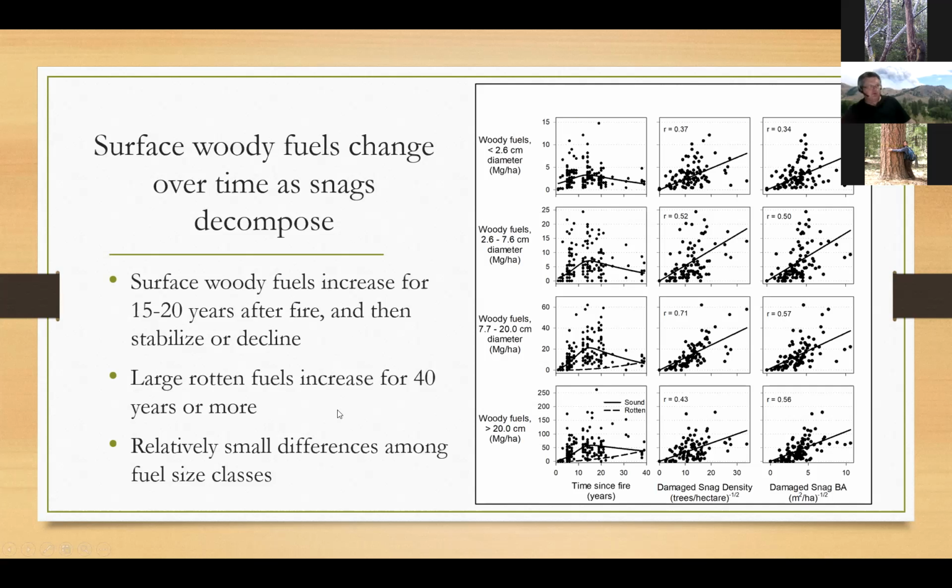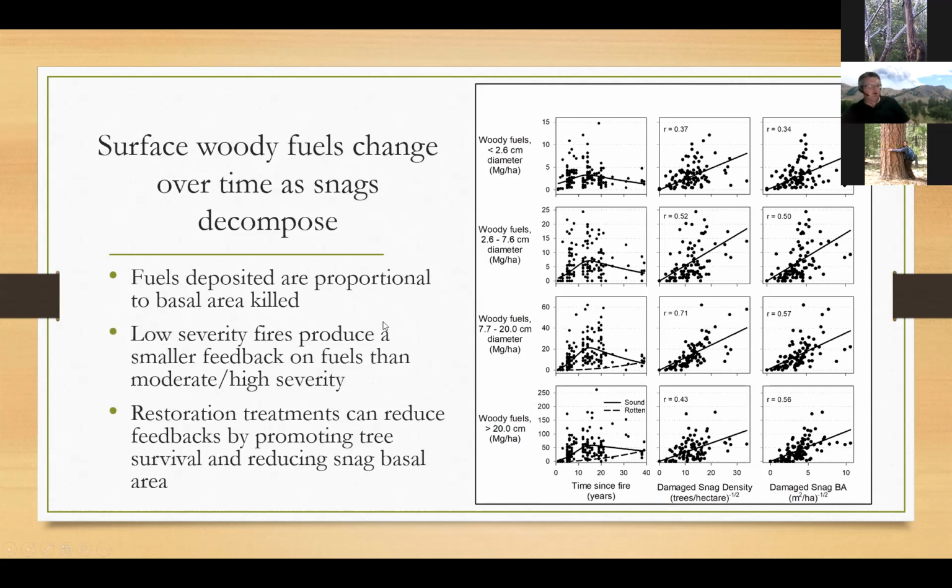Large rotten fuels are increasing for 40 years or more. So over time, those large diameter fuels are becoming more rotten. But interestingly, and I was surprised by this, there's relatively small differences in the timing among fuel size classes. I sort of thought we would see the small diameter fuels pulsing first, followed by more evidence of the large diameters later on. And there's a little bit of that, but not really enough to talk about.